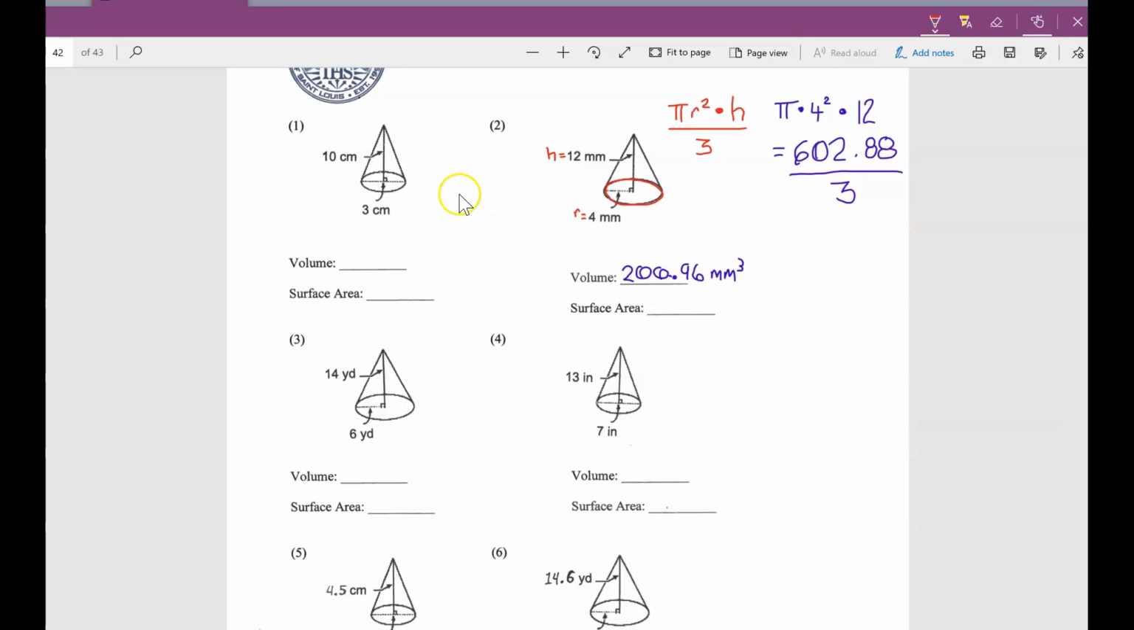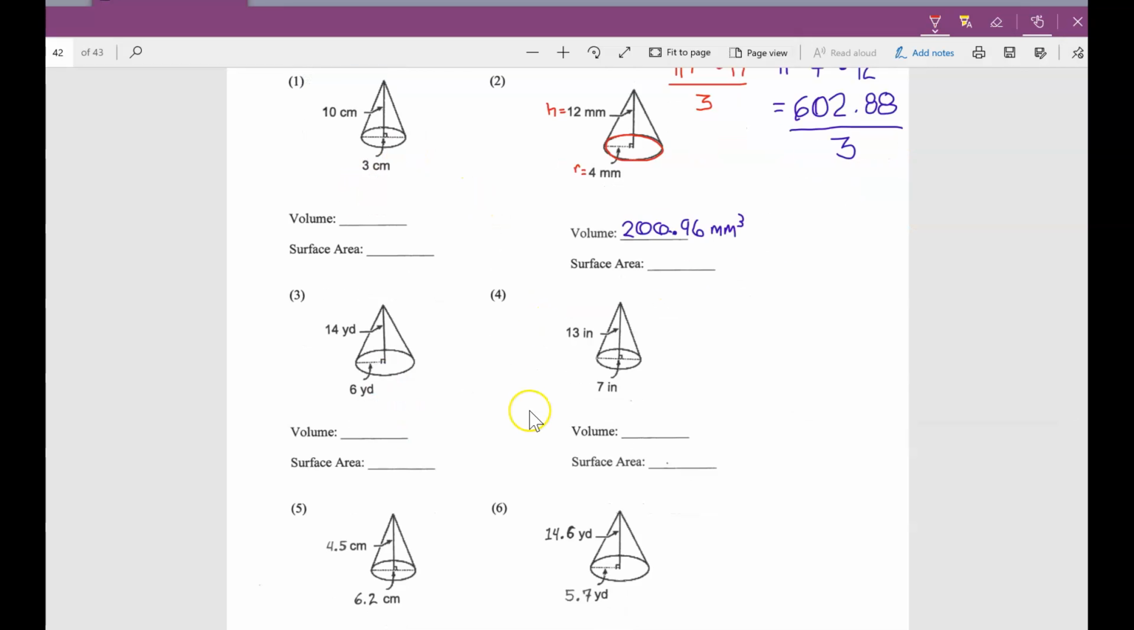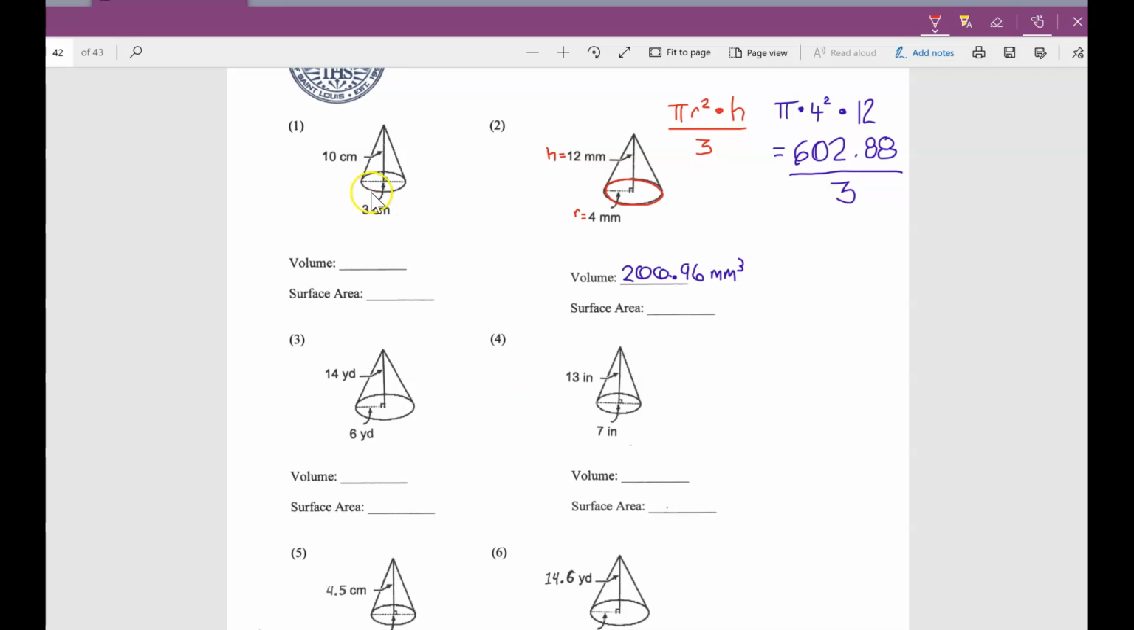What if Mr. Hale's trying to be sneaky, and instead of giving you a radius from the center to the edge, I've given you a diameter all the way across? Well, we have to remember that a diameter is two radiuses put together. You have a radius here, and you have a radius here. Both go from the center to the edge. So a diameter is just the radius multiplied by 2.